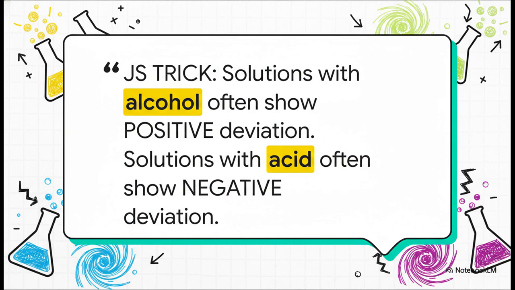And hey, here is an absolutely fantastic exam hack to help you spot these deviations in a snap. If you see an example with alcohol in it, it's almost always going to show positive deviation. And if you see an acid, it's a pretty safe bet it shows negative deviation. That is a killer little trick to keep in your back pocket for test day.